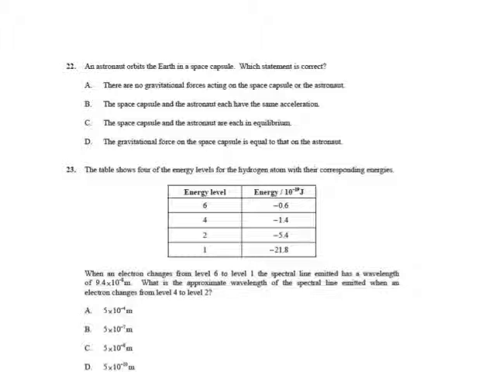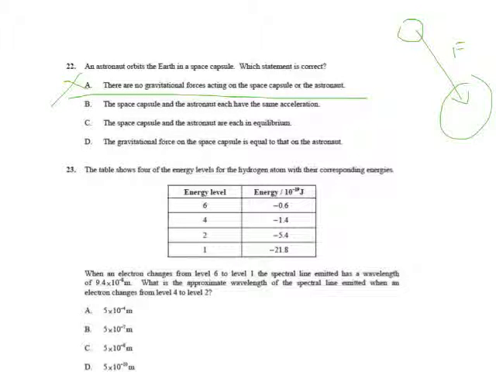An astronaut orbits the Earth in a space capsule. Which statement is correct? So an orbit means that we have circular motion due to a centripetal force acting to the centre of the Earth. So can there be no gravitational forces? Well, the answer is nope, because then you wouldn't be orbiting in a circular path. Do the space capsule and the astronaut have the same acceleration? Well, it's the same force acting on both objects. So, yes, you would have the same acceleration.